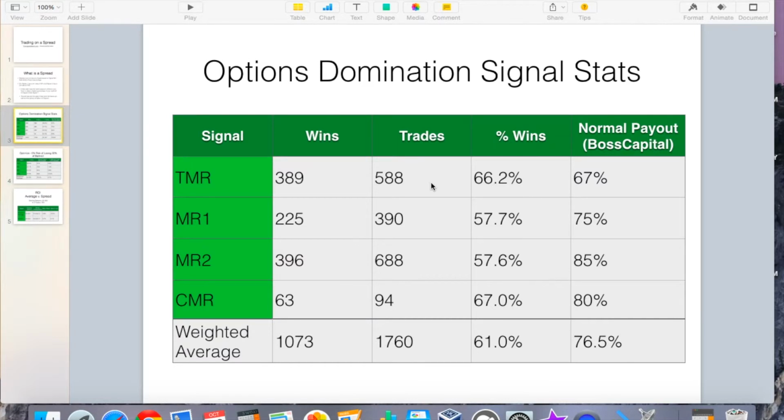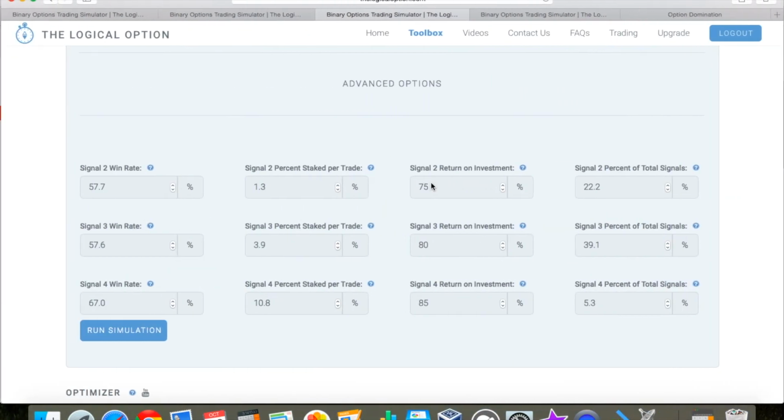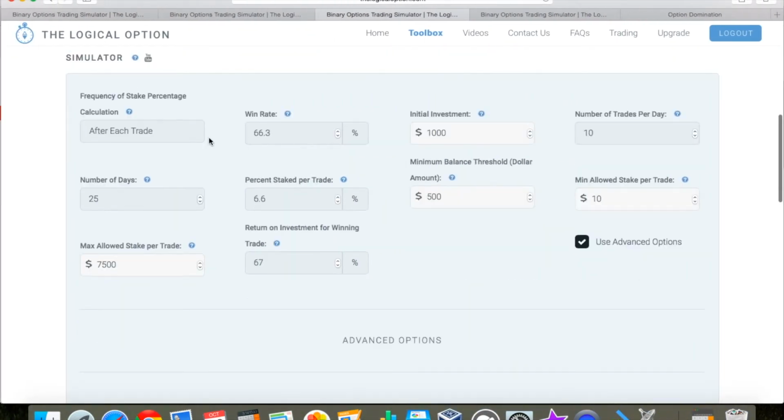Okay, so now I'm going to show you our new advanced options on our simulator and how trading on a spread will affect the return on investment. So I'm going to hop over here to the simulator, and here I've inputted the stats. So if you don't know how to use a simulator, please watch our other simulator training video.